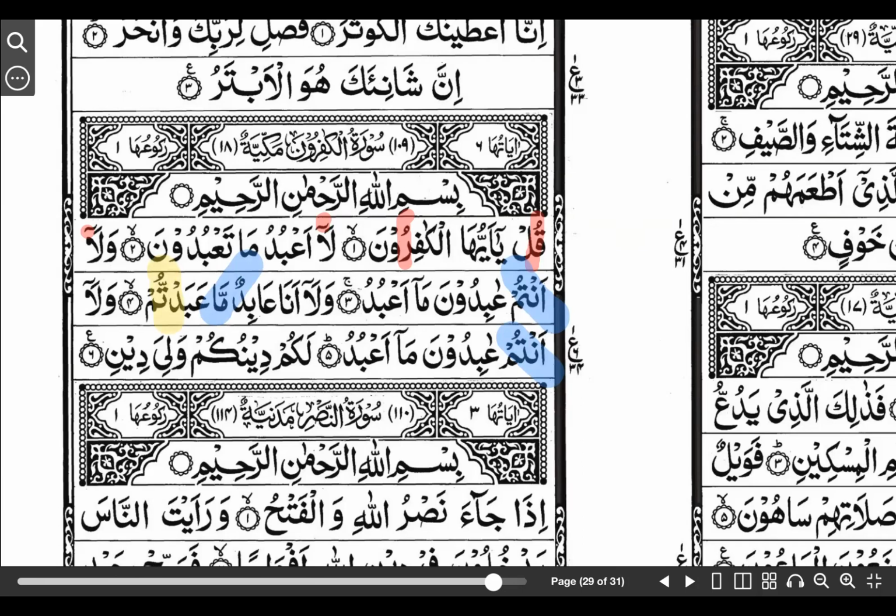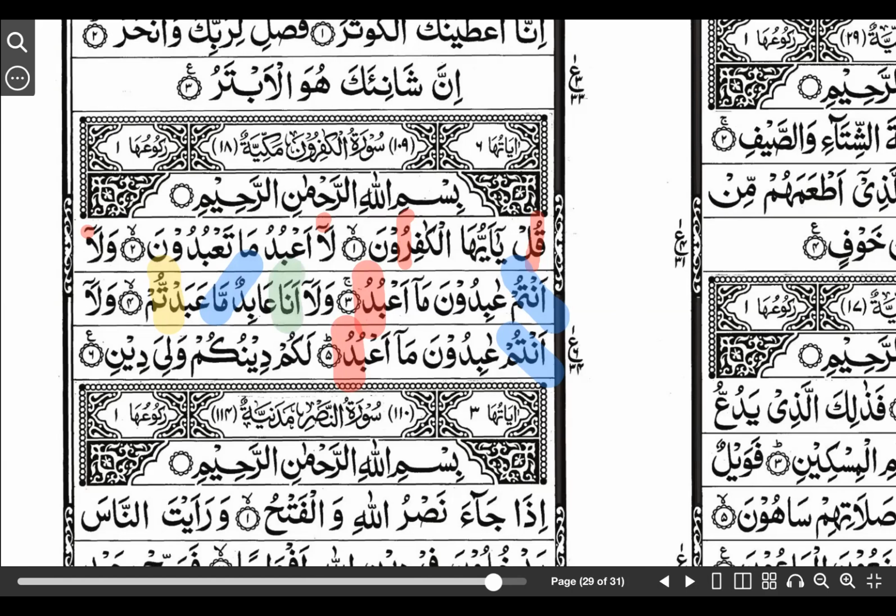Let's read one verse by one verse, and then I'm just going to explain why I colored them in different colors. We'll just read it again. Qul ya ayyuhal kafirun. The qaf, I want the qaf to be full mouth, and the ra, that's why I marked the ra, because I want the ra to be full mouth as well. Okay. Let's go to the next verse now.